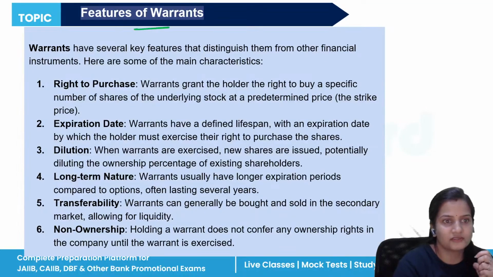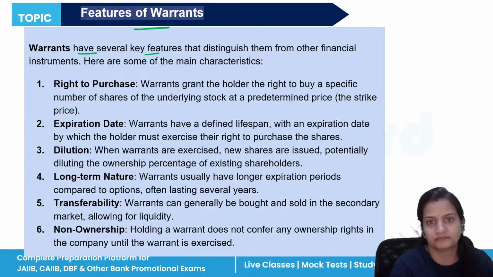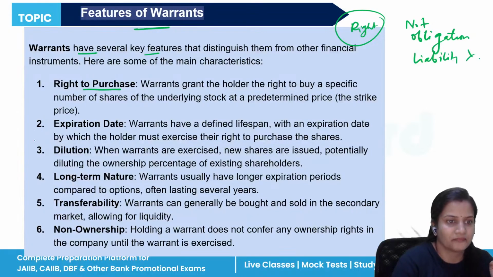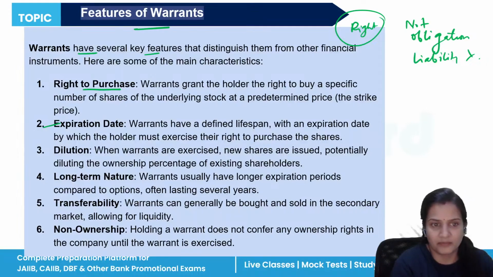Now, what are the features of a warrant? A warrant has several key features. First, they are given the right to purchase. They are given only the right, not the obligation. Means they don't have any kind of liability on them. Clear? They have a specified time also, at a specified price also.